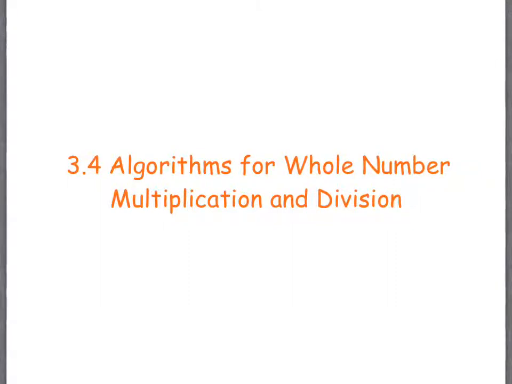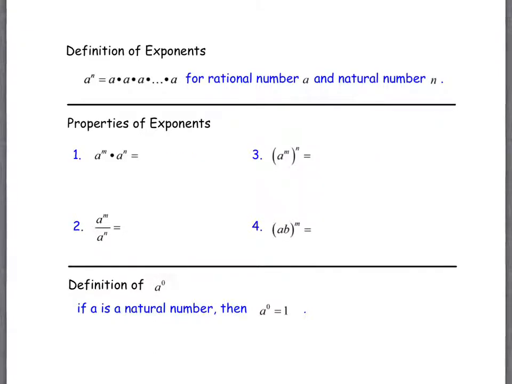All right, 3.4 is going to feel a little bit like, eventually, the second half of it anyway, like 3.2, where we had algorithms, that is, ways of doing multiplication. But the first part of this actually talks about definitions of exponents.